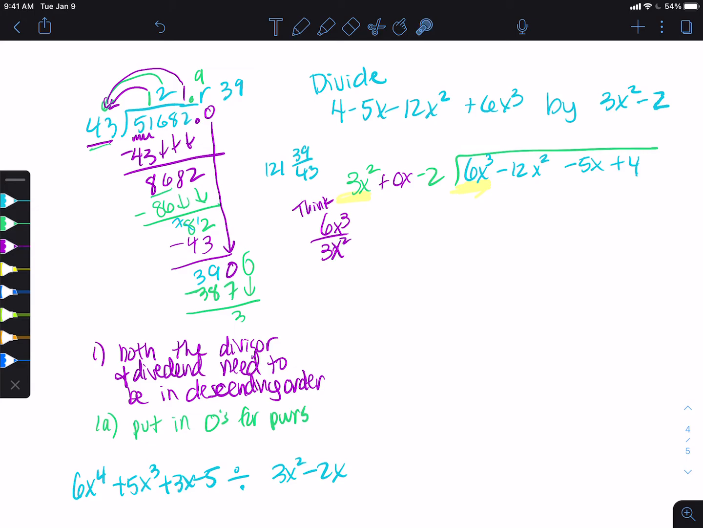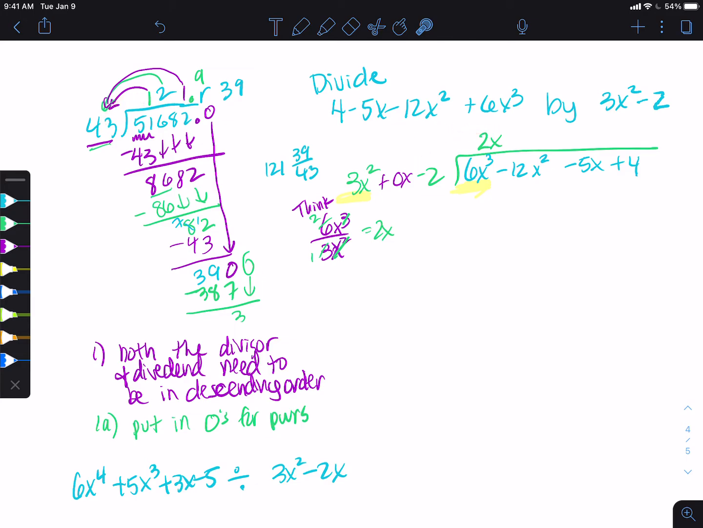So if we do 6x cubed divided by 3x squared, 2 of the x's cancel out with 2 of the x's on the bottom, and then this reduces to 2 over 1. So then we get 2x. So I'm going to put the 2x on top here, which notice is what we did with the 1. 43 goes into 53 once. Then we distribute, or we multiply.